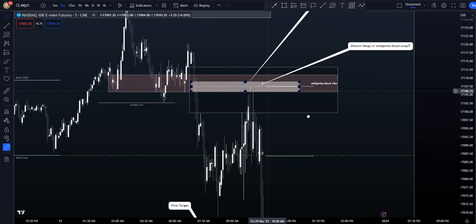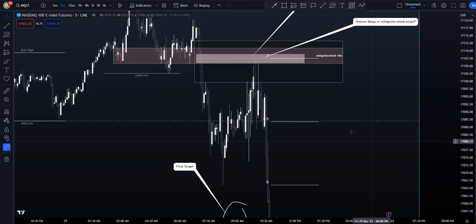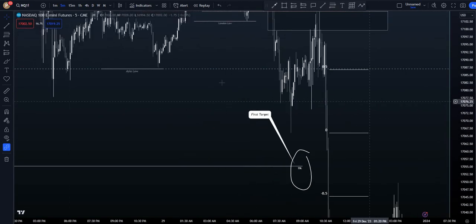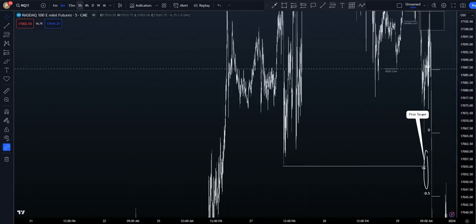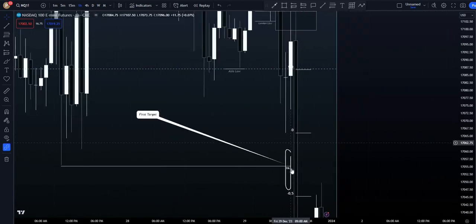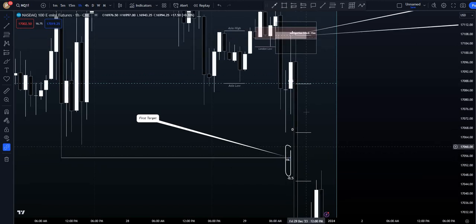Entering on the open of the gap here. Trading back down for a dump. Now with this, our first target was going to be this 1 hour sell side liquidity. This was going to be our first target. Now you can either take TP here, or you could have held it, or you could have trailed your stops up to maybe this sell side here.